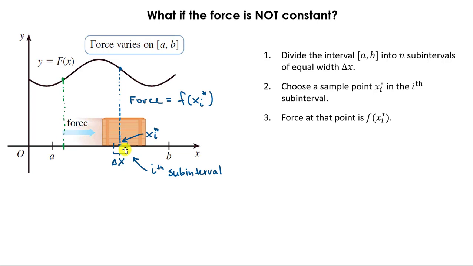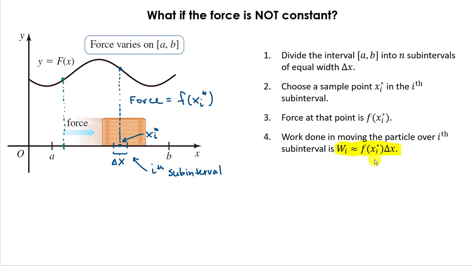Remember, work is force times distance. So force is f of x sub i star times the distance. Well, the length of this subinterval is delta x. The work done in moving the particle over the ith subinterval is approximately f of x sub i star times delta x, force times distance. We're saying approximately because the force that we're using here is specifically at that one point, but since the delta x is very small, we're using it to approximate the work.